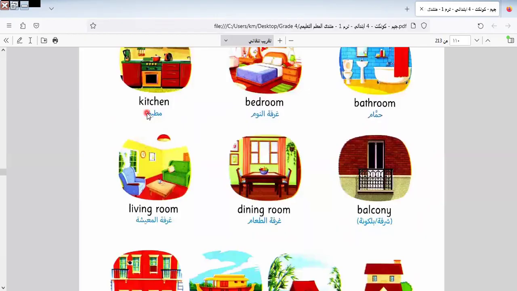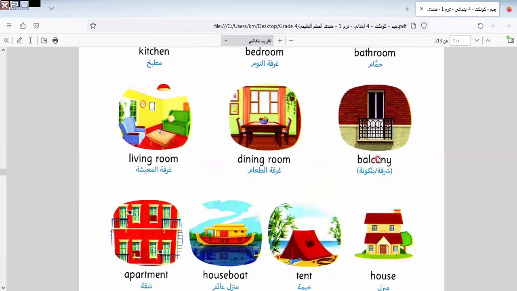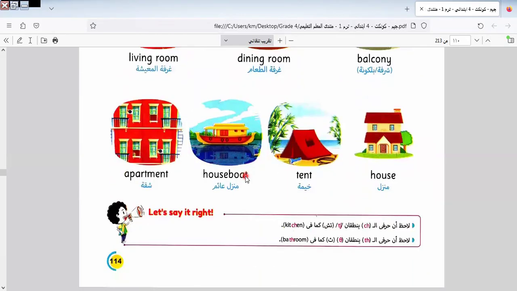Let's repeat these words again. Here, this vocab. Kitchen. We have here kitchen, bedroom, bathroom, living room, dining room, balcony, apartment, houseboat, tent house.